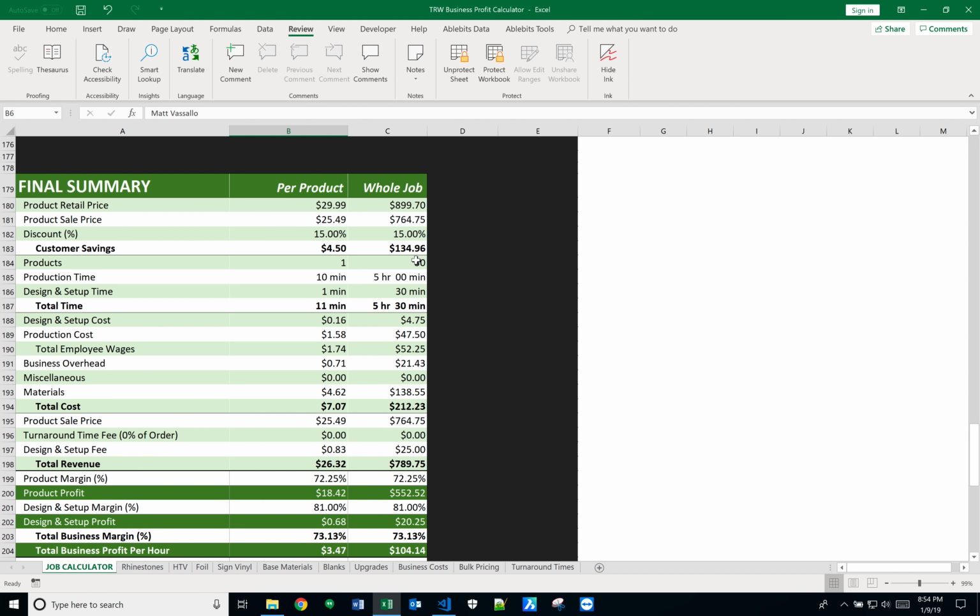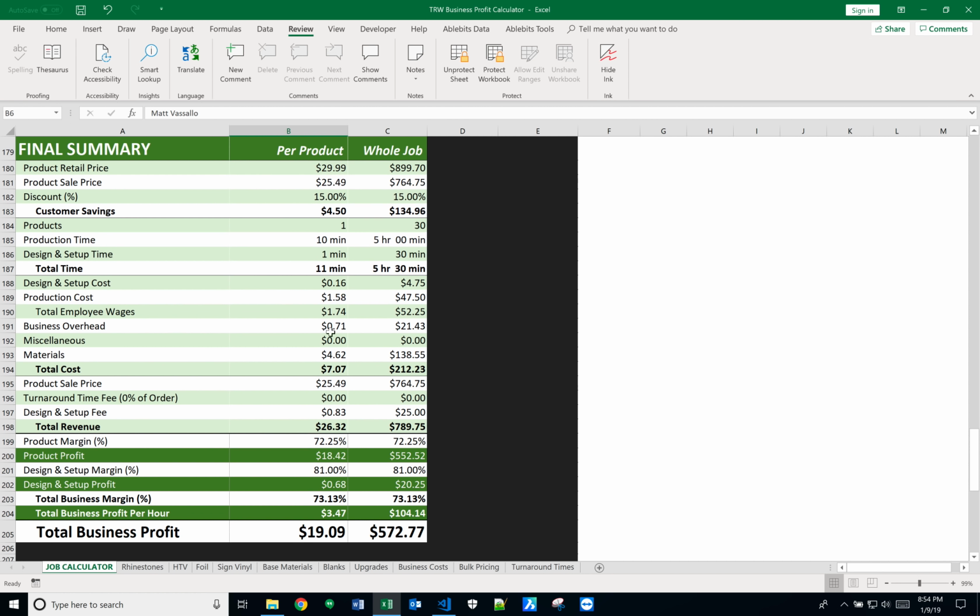Products. So you created 30 products. Production time was 10 minutes per product, 5 hours for the whole thing. Design and setup ended up being 30 minutes for the job. Per product, you spent about 11 minutes between the production time and the design and setup. And then the entire job, you spent around 5 hours and 30 minutes. Okay, that's what it's going to be for this whole job.